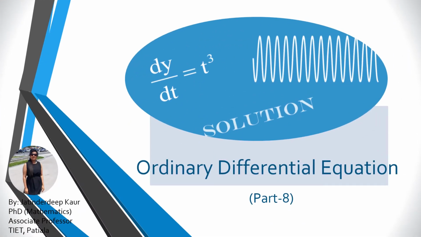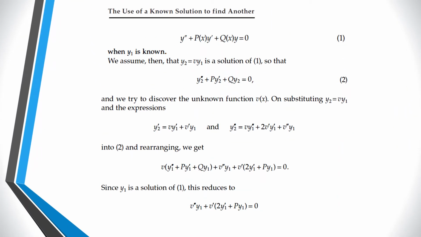Hello everyone, this is part 8 on ordinary differential equations. The first method is the use of a known solution to find another one. We are given this second order homogeneous linear differential equation.